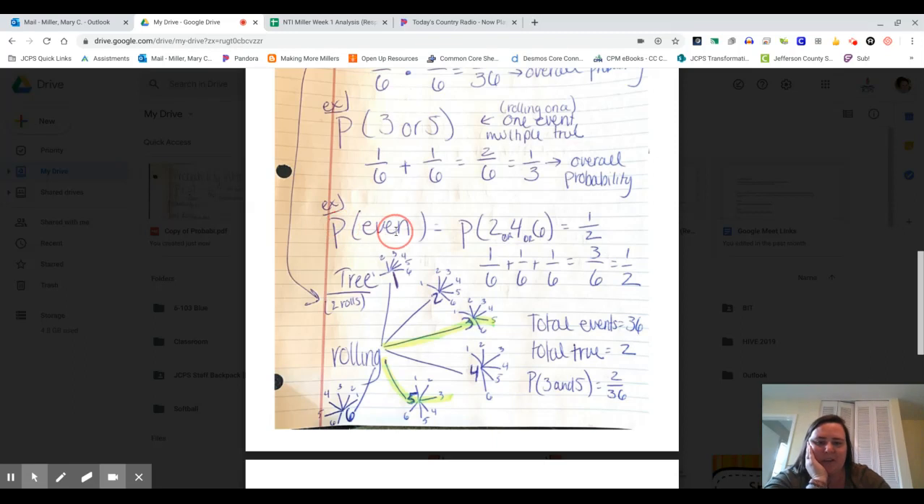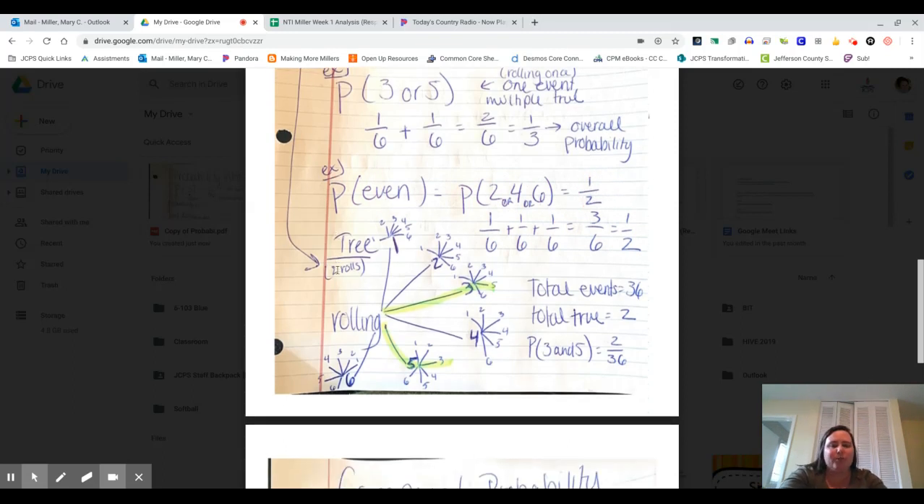So if it said probability of an even number, like what we did at first, we could do the probability of 2 or 4 or 6. So we're going to take each of these independent probabilities and add them up. 1/6 plus 1/6 plus 1/6 is 3/6, which ends up being 1/2. Okay, so that's our final answer here.